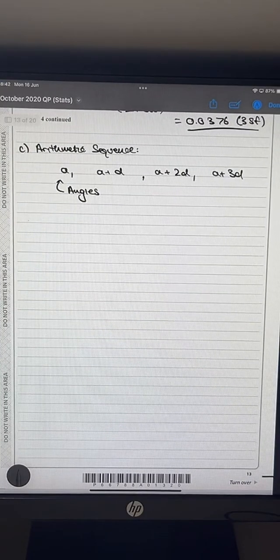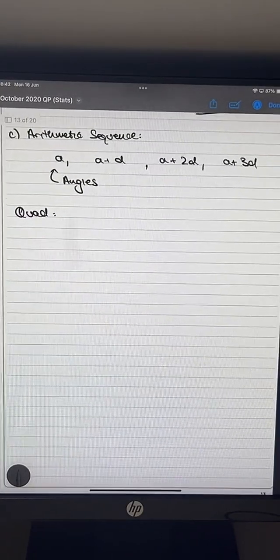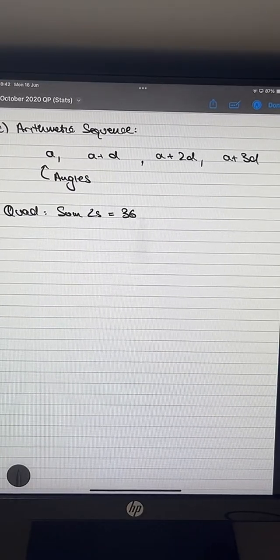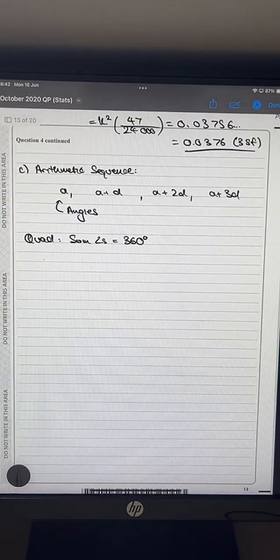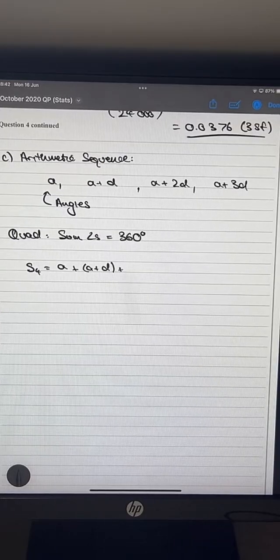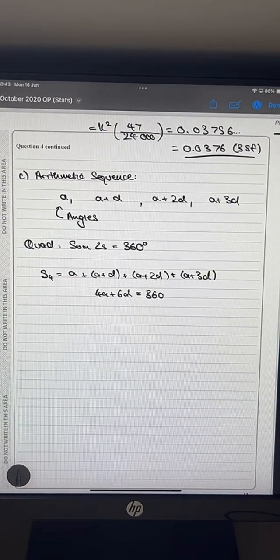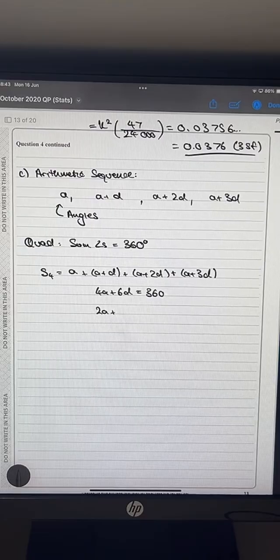Well, if we have a quadrilateral, we know that the sum of the angles is equal to 360 degrees. So we could just say that the sum of the first four terms is a plus d plus a plus 2d plus a plus 3d, and we get that 4a plus 6d is equal to 360. Because I got 4 a's there, and 1 plus 2 plus 3 is 6. That is equal to 360. Why? Because these are all my angles. So if I just simplify through by dividing through by 2, I get 2a plus 3d is 180.